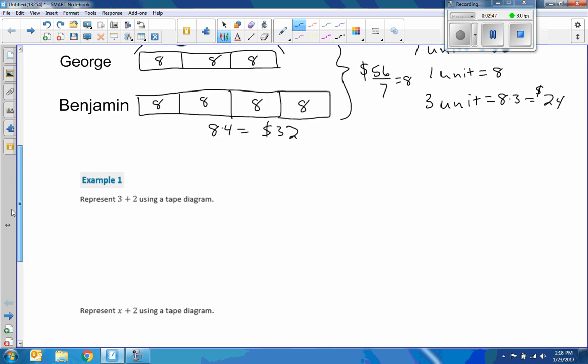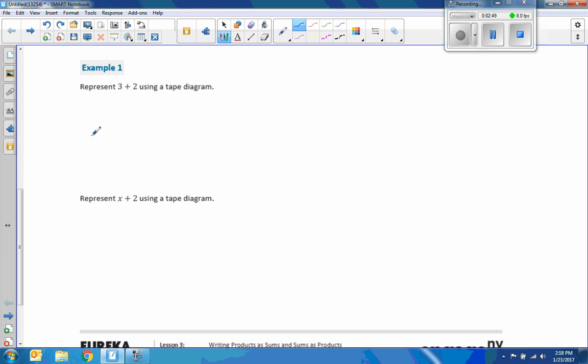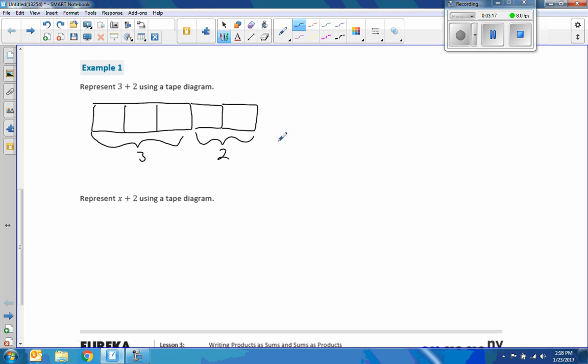Okay, all right, example 1. Represent 3 plus 2 using a tape diagram. There's 3, plus 2 more, so this is 3, this is 2, and that's a total of 5 squares.